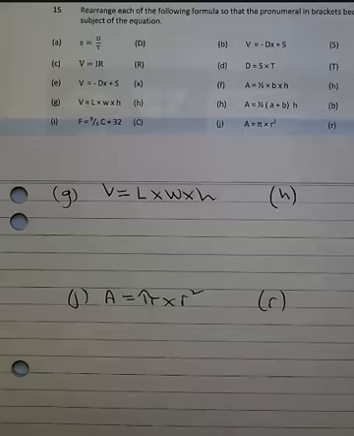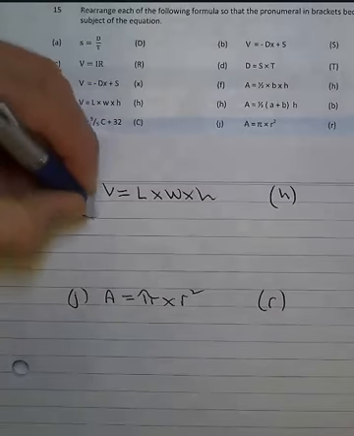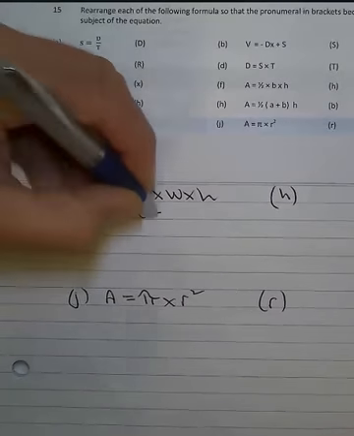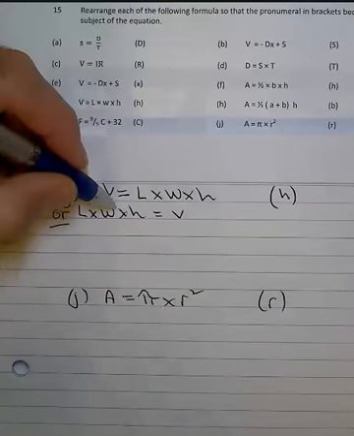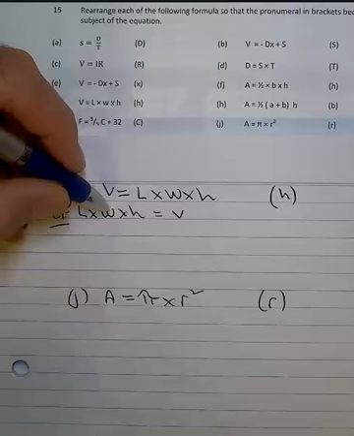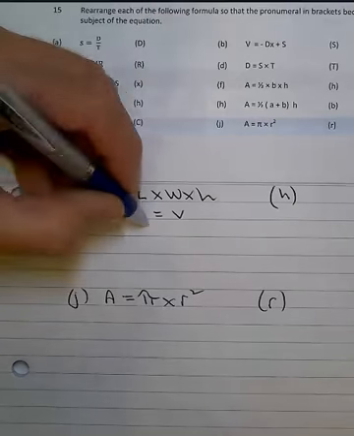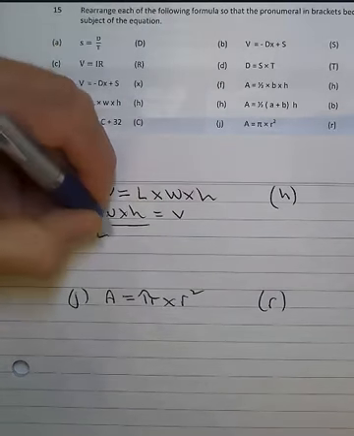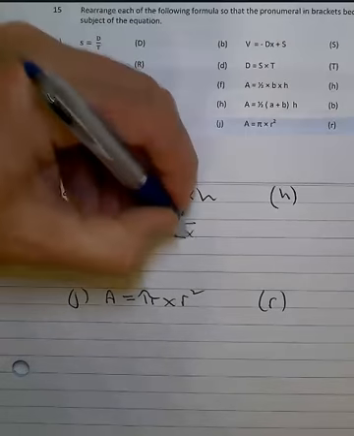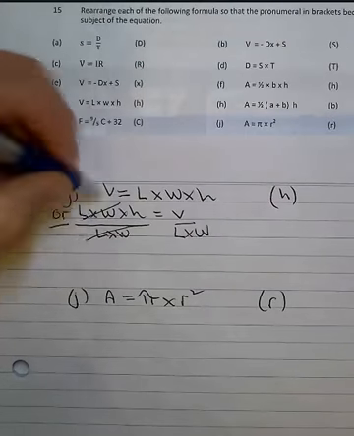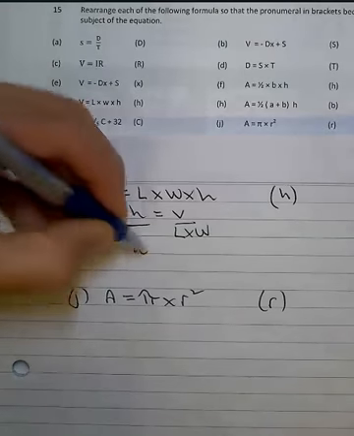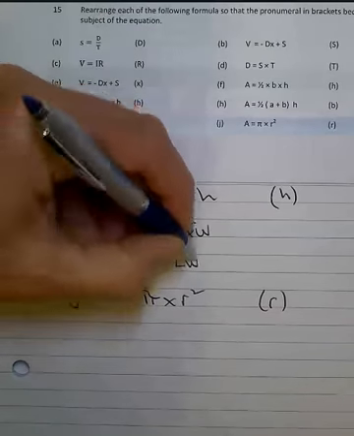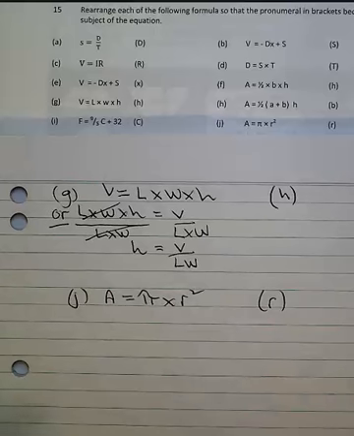In the case of G, once again, I'm going to rewrite it so it reads from left to right. Now, in this instance, the L times the W is what's blocking the process, so I can write that in terms of H. So I'm going to divide both sides by L times W. So I'm cancelling that out as a lump sum, if you like. The last instance is a little bit messy because it will involve me taking the square root.